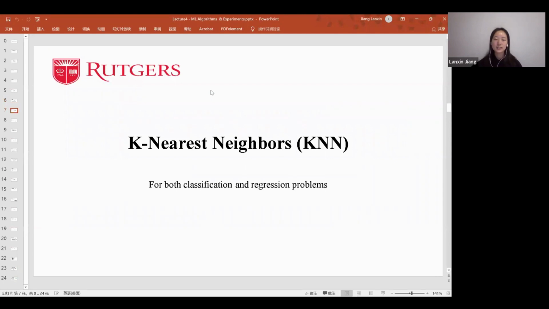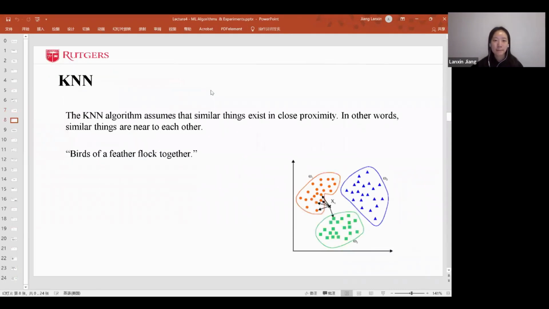The next one is k-nearest neighbors, called KNN. KNN can be used for both classification and regression problems. It assumes that similar things exist in close proximity. In other words, similar things are near each other. This is quite similar to the saying, birds of a feather flock together.